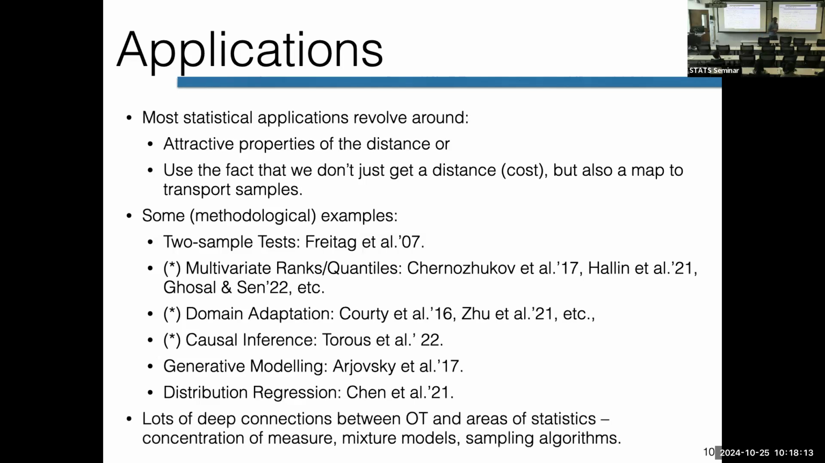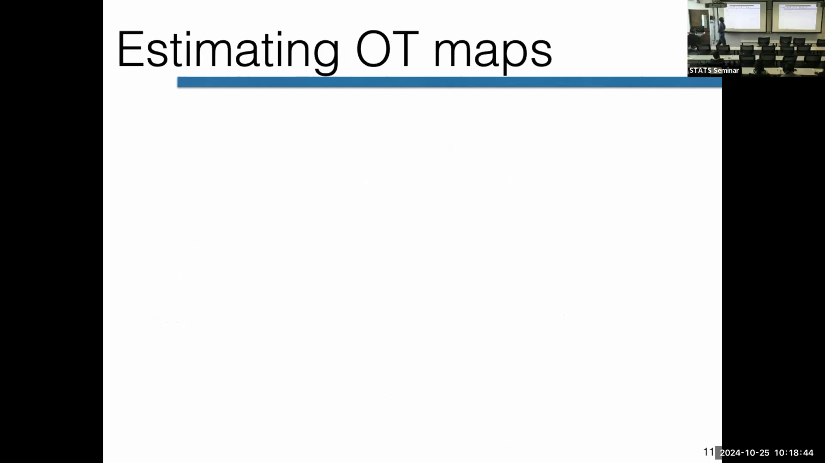And I'll also just briefly mention that there are lots of connections between optimal transport and areas of statistics. So in particular, there are some very deep connections between optimal transport and concentration of measure. There are connections which arise in mixture models where the optimal transport distance between mixing measures is related to the Hellinger distance between distributions. It comes up a lot in the design of sampling or Langevin algorithms and so on. Okay, questions? Good. So now finally we'll get to the meat of the talk.